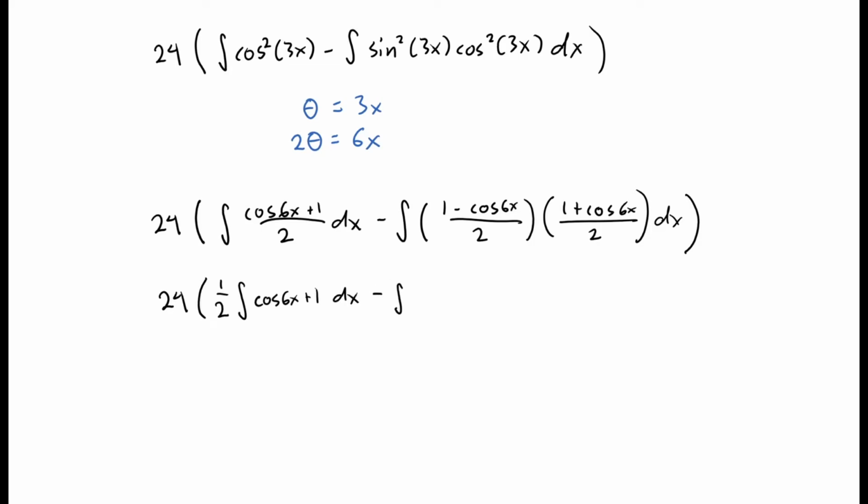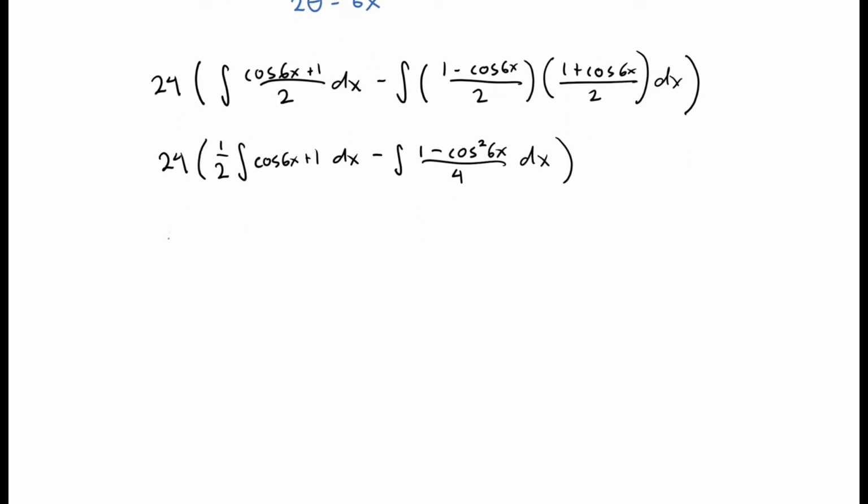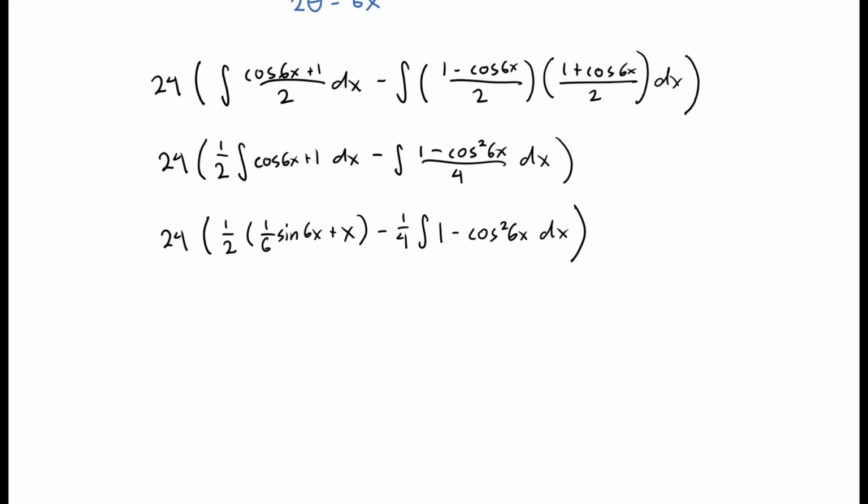And then on our second integral, I'm going to multiply it all out, so we'll get the integral of 1 minus cosine squared of 6x over 4 times dx. And then going back to our first integral, I'm just going to integrate it. It's really easy, so we'll get 1 half times the quantity of 1 over 6 sine of 6x plus x. And then for our second integral, I'm going to factor out the 4 on the bottom, so we'll get 1/4 times the integral of 1 minus cosine squared 6x times dx.